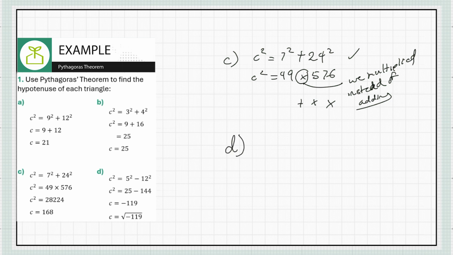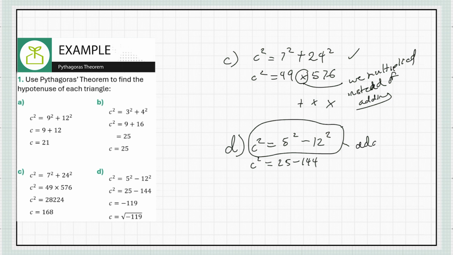Alright, if we look at d, we have c squared is equal to 5 squared minus 12 squared. And then c squared is equal to 25 minus 144, and they've just carried that error through. The only reason this happens is we'll look at another idea in the next lesson about solving for the shorter side. And sometimes people get confused between how to solve for the hypotenuse and how to solve for the shorter side. So this should be add, not subtract.